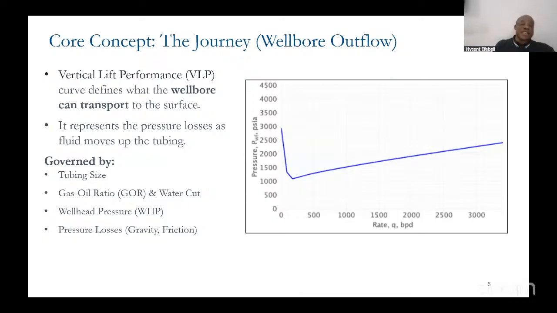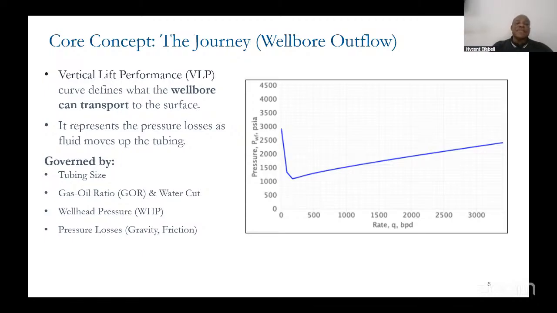So the vertical lift performance curve is trying to calculate the pressure drops as you move your fluid from the wellbore to the surface. That is what we are looking at. And what are the things that govern that vertical lift performance? First of all, you are looking at your tubing size. That is why when you are completing a well, selecting the appropriate tubing size is very important, right?